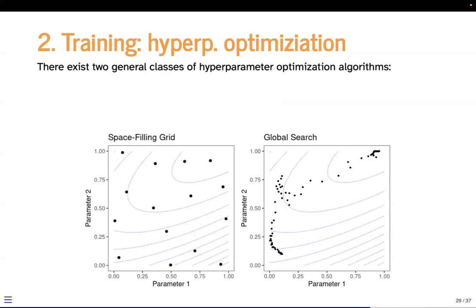What I just described is what we call grid search. In general terms, there are 2 different classes of hyperparameter optimization algorithms. One of them is grid search, the second one is iterative search. Let's talk about each one of them individually in the next slide.